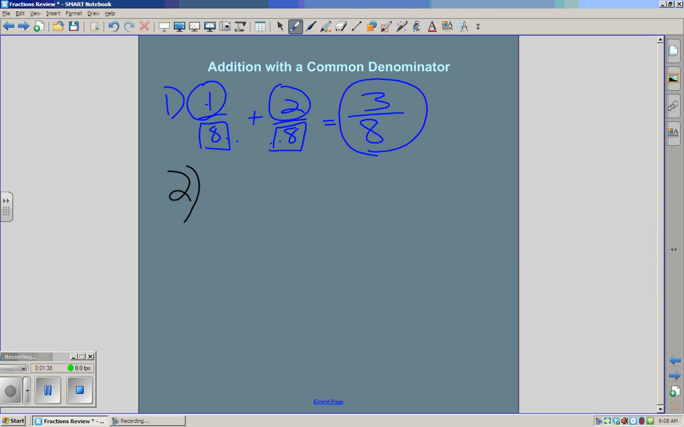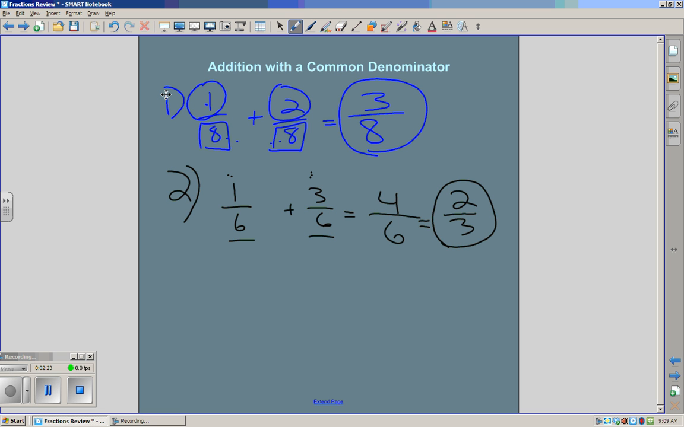So, number 2, let's go 1/6 plus 3/6. Again, when I add these two together, my denominator does not change. 6 plus 6, I maintain the 6. I do add my numerators, however. 1 plus 3 is 4/6. Now 4/6 can be reduced because each of the numerator and the denominator can be divided by 2. When I divide 4 by 2, I get 2. 6 by 2 is 3. My final answer to 1/6 plus 3/6 is 2/3.